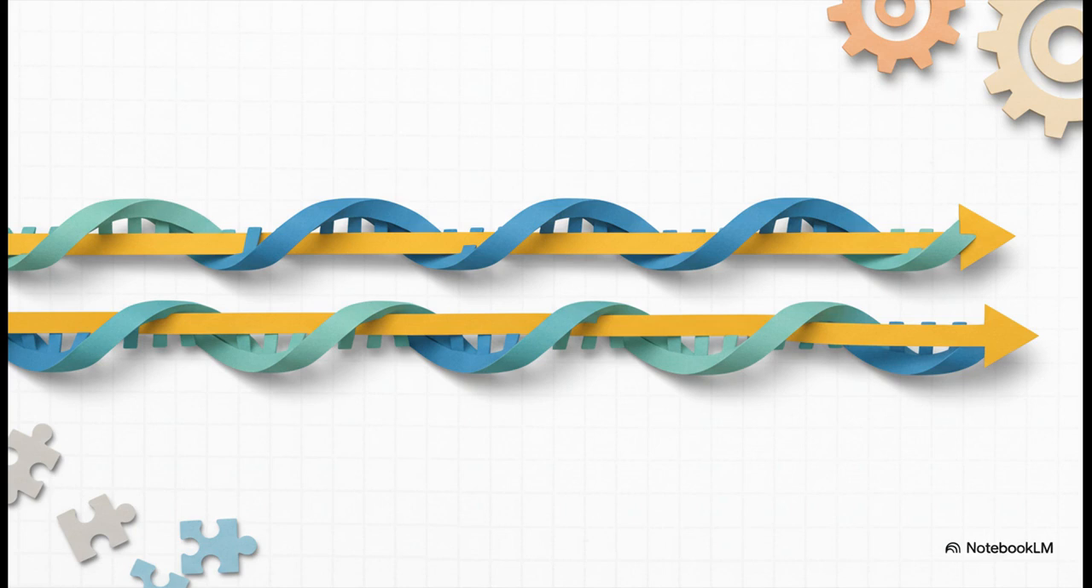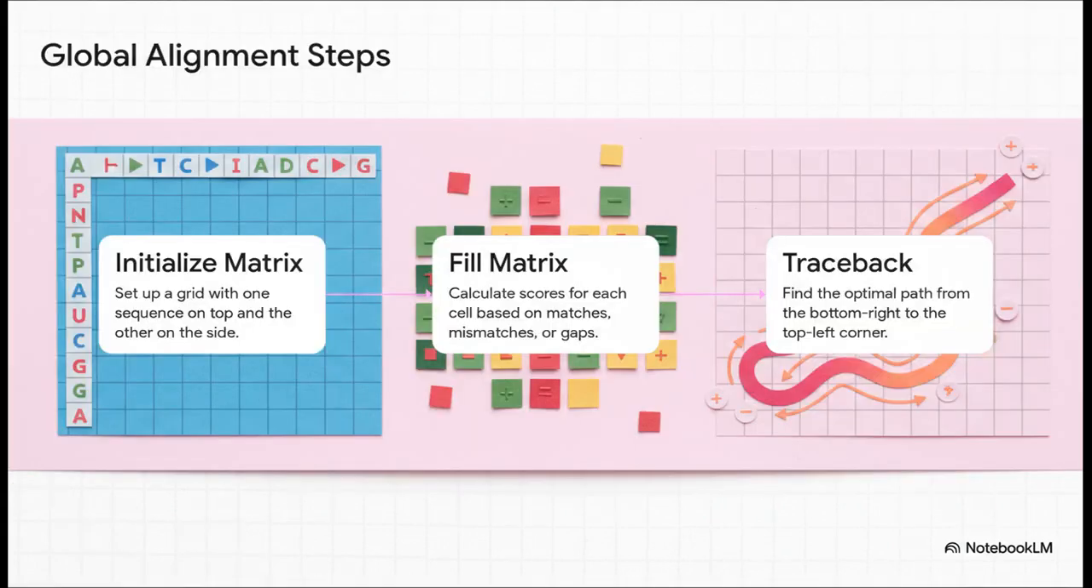It uses this really clever method, often called dynamic programming, which is basically just a fancy way of saying it breaks a giant problem down into tiny, manageable pieces to find the absolute best answer. It might sound a little intimidating, but you can really boil it down to 3 main steps. First, the algorithm makes a grid, kind of like a spreadsheet, with one sequence along the top and the other down the side. Second, it goes through every single box in that grid, giving out points for a match and taking away points for a mismatch or a gap.